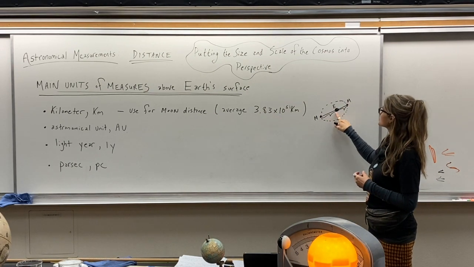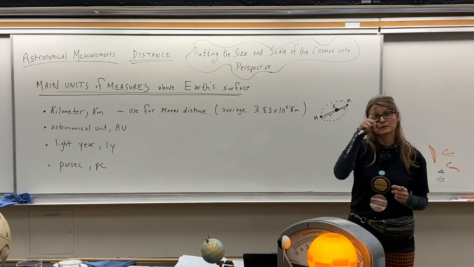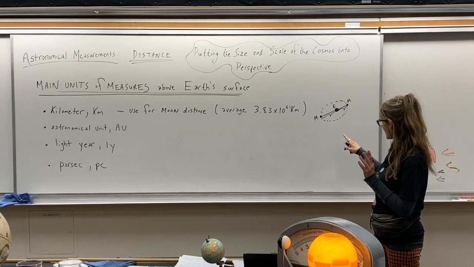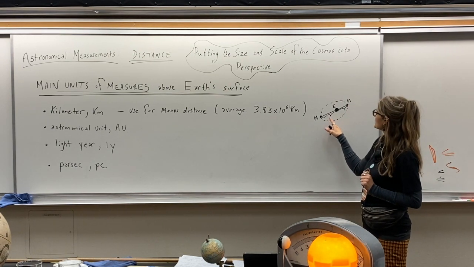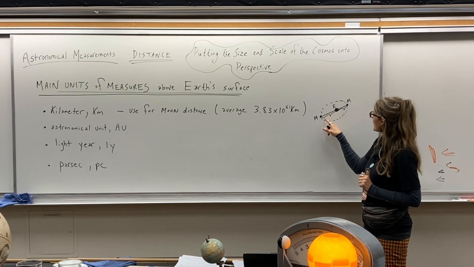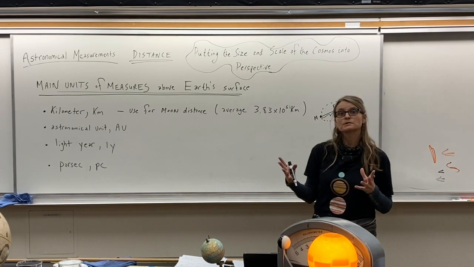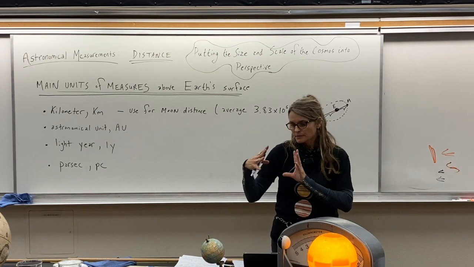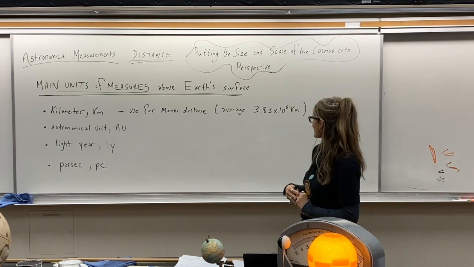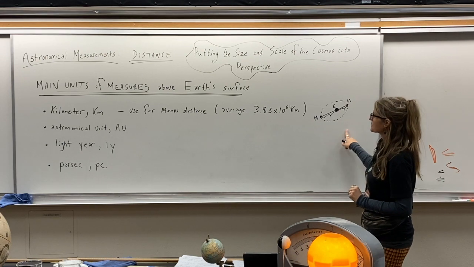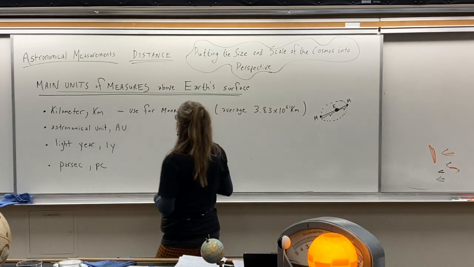And sometimes the moon is further away because it goes around the Earth in elliptical orbits. Again, explained by Kepler's law. And this would be apogee and perigee. So we'll also look at some other similar concepts with the planets going around the sun. Okay, so we can use this for the moon distance.